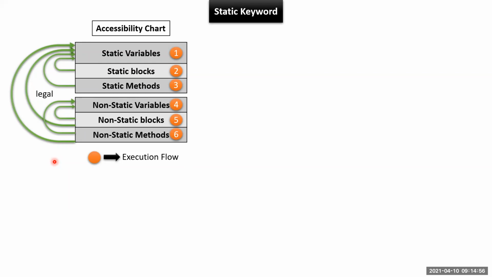But if you try to access a non-static variable using a static method, it is not possible. Why? Because this has yet not executed. If it is not executed, it has not been allocated memory on the RAM. If it has not been allocated memory, then it is not existing yet. It is not there. And how can you access something which is not there? Correct? So this is not allowed. Similarly, a static block cannot access a non-static variable. Okay, so this is the accessibility chart, and this on your right hand side is illegal accessibility.